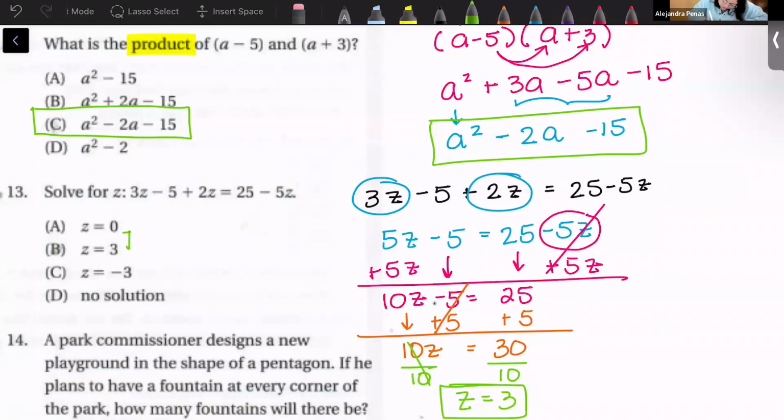I promise you, it does not matter how complicated or simple an equation looks like. You always do the same 4 steps. Parentheses, combine like terms, variable on one side, isolate the variable. That's it.